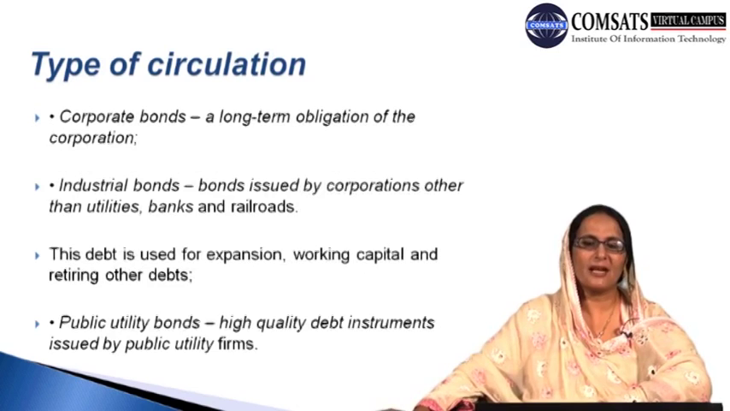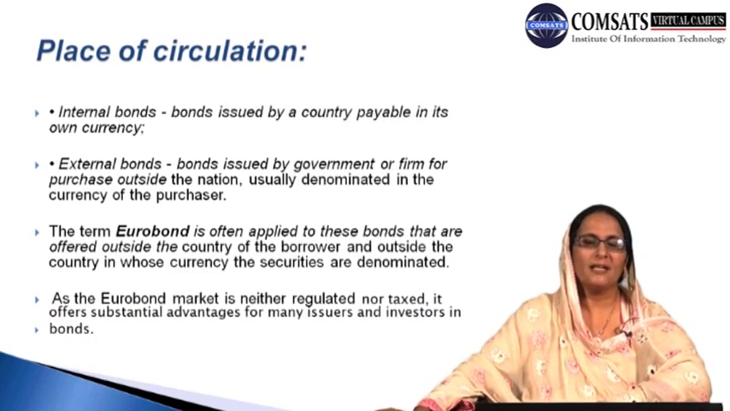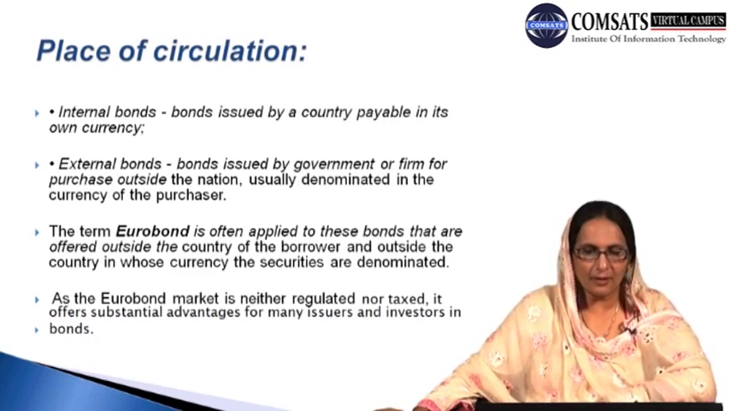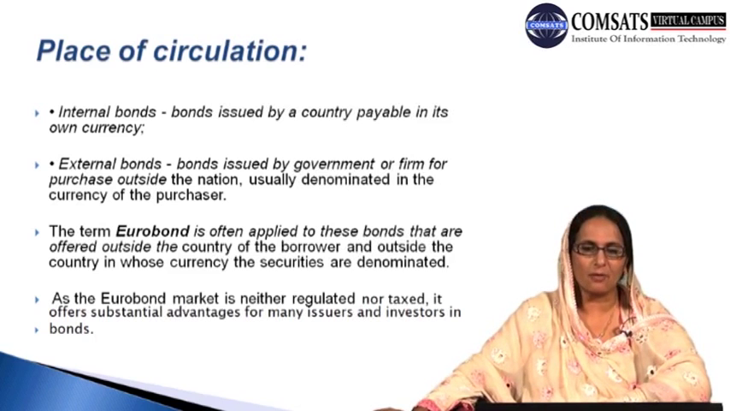Then, as far as the types of circulation are concerned, we have recall possibility: callable or redeemable bonds. These bonds, all or part of the issue, may be redeemed by the issuing corporation under definite conditions before the issue reaches maturity. Then we have non-callable bonds, which contain no provision for being called or redeemed prior to the maturity dates. Then we have the nature of bonds and types of bonds according to place of circulation.